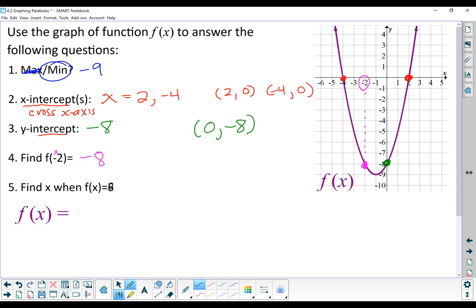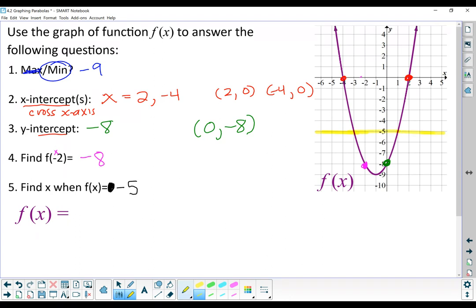Now this last one has a typo. I meant for it to be negative 5, but the negative disappeared. I had some typo happening. So we want to find the x values when f of x equals negative 5. So we want to figure out an x value. That is not saying that the x value is negative 5. It's saying what is x if we know the function's height is negative 5. So here is a height of negative 5 right here.